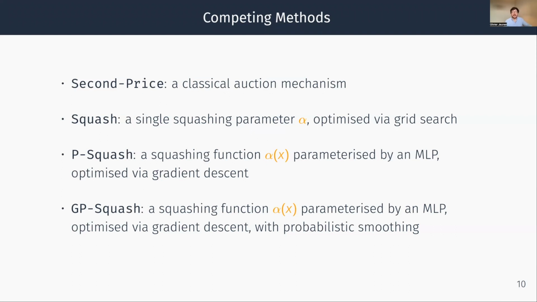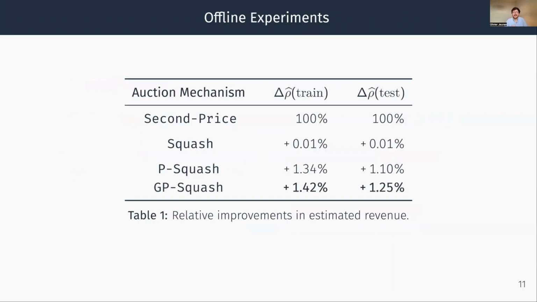We run experiments on a proprietary data set, and we show relative improvements of estimated revenue, both on the training and test sets here. As you can see, both P squash and GP squash lead to significant improvements over the widely used second price methods, and even the well-known squashing mechanism.